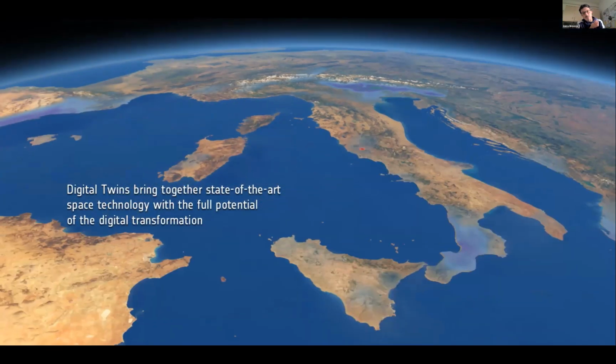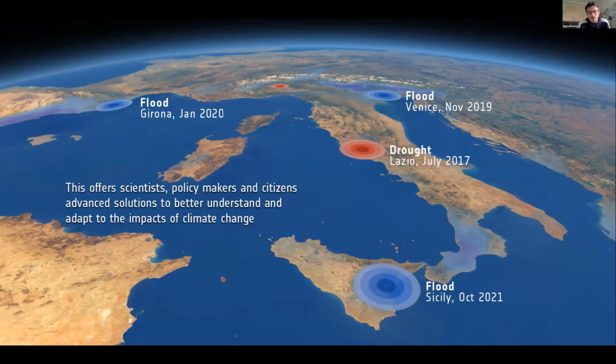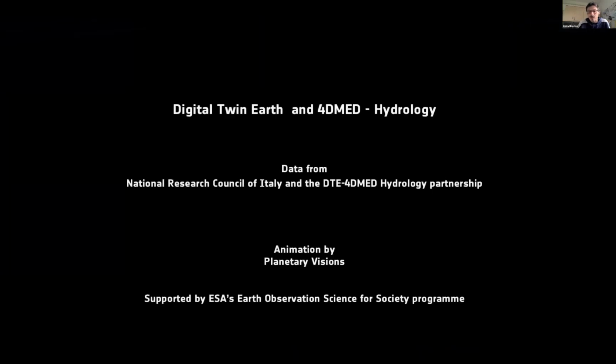And the idea of digital twin basically is to put together the high resolution observation that we have from space, but also ground observation for sure, citizen science, with modeling to address the more and more frequent flood and drought events that we have in Europe.